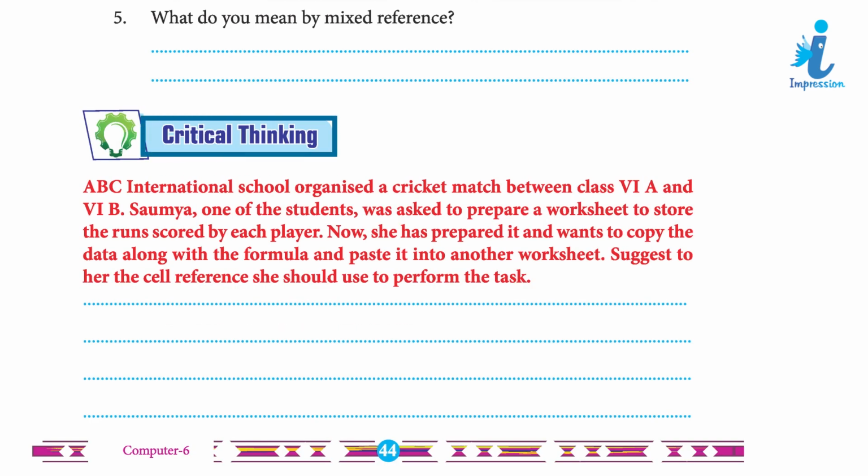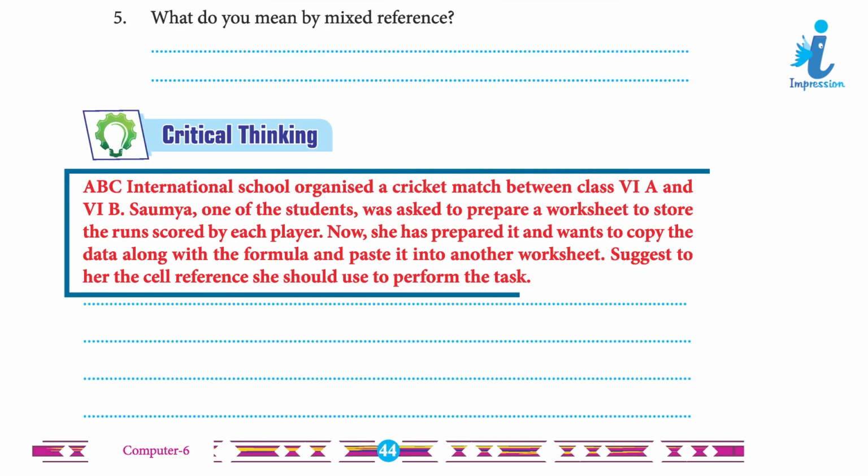Critical thinking. ABC International School organized a cricket match between class 6A and 6B. Soumya, one of the students, was asked to prepare a worksheet to store the runs scored by each player. Now she has prepared it and wants to copy the data along with the formula and paste it into another worksheet. Suggest to her the cell reference she should use to perform the task. Answer: students will do it themselves.